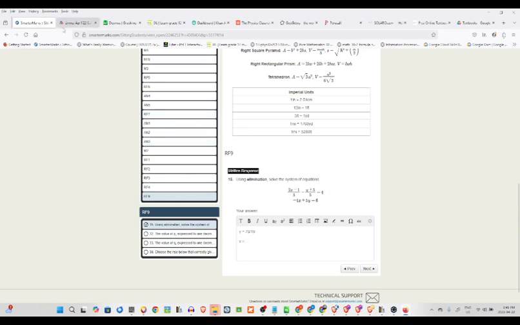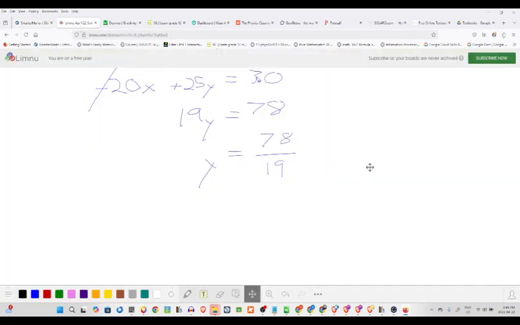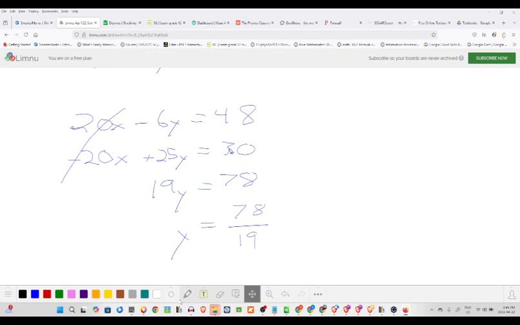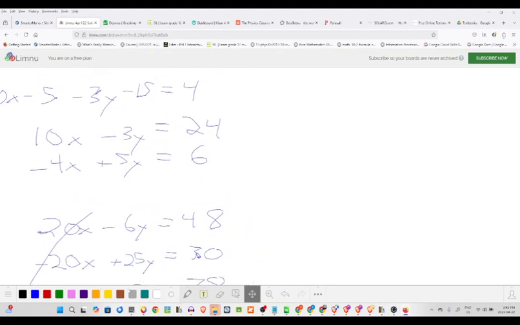Once we have that, we could plug it into either. I'm actually going to do my elimination the other way now. So now I am going to go back to this one, multiply the top by 5 and the bottom by 3. That gives me 50x minus 15y equals 120. Multiply the bottom by 3. It's a negative 12x plus 15y equals 18.